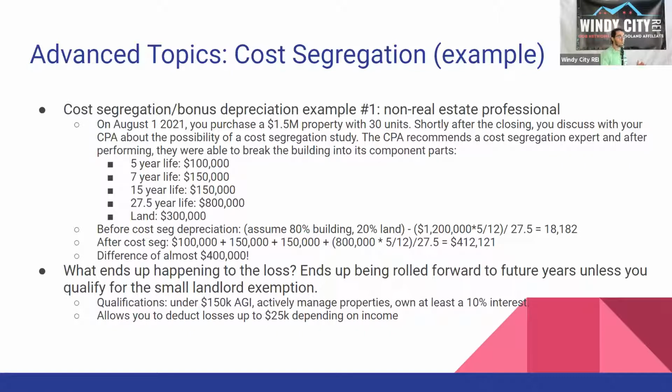So there's a few qualifications with this. You have to be under $150,000 adjusted gross income. So it's basically everything like wages, interest, Schedule E stuff, less certain expenses like HSA, IRA. And then you have to actively manage the properties and own at least a 10% interest in that. Even if, let's say, you're an FHA buyer owning 5%, you still own 100%, you're not sharing it with anybody. So that would be an example there. And it basically allows you to take up to $25,000 depending on your level of income, at a high level.